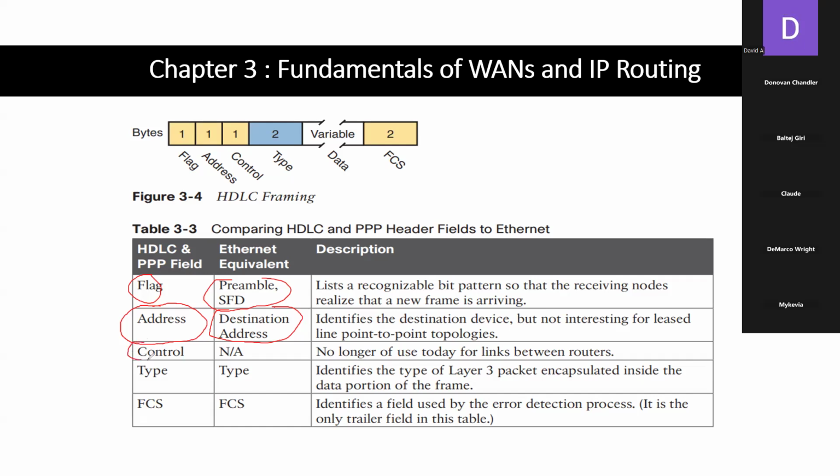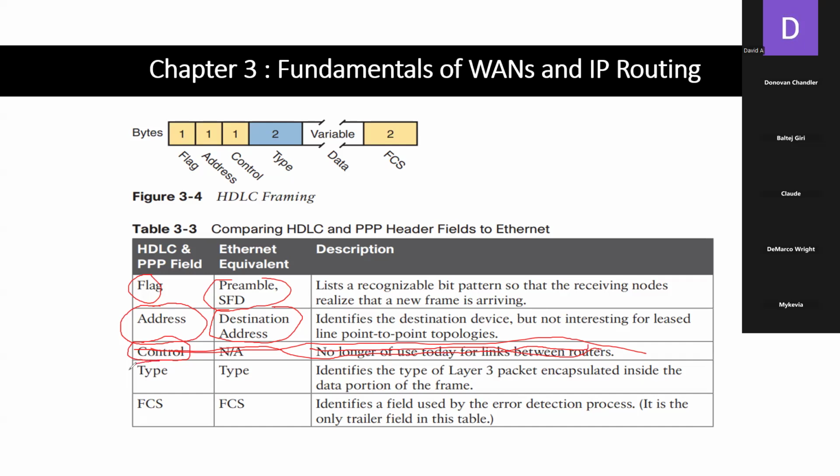We have a control field. The Ethernet equivalent is not applicable. What that means, of course, is it's no longer of use today for links between routers. So this isn't even used, and we can go ahead and cross that out. I know you guys are probably thinking, well, why is it on the exam? It has to be on the exam because it's still being used in some places, so you have to know what that is.